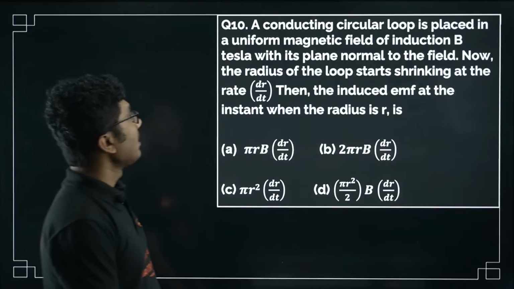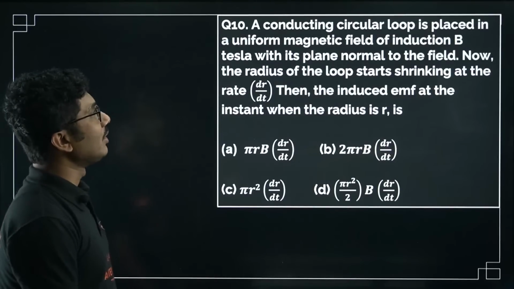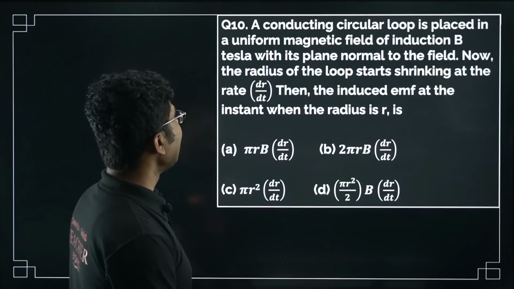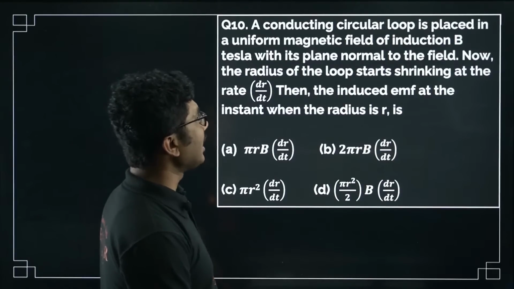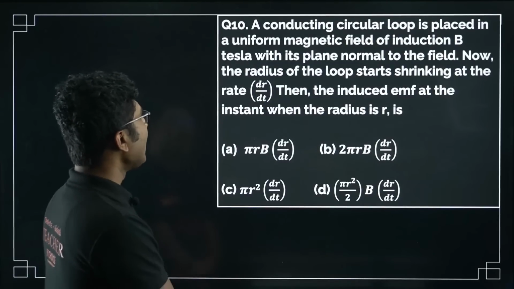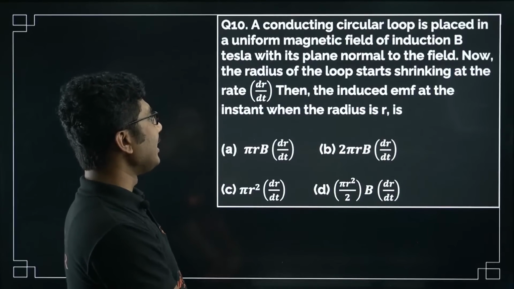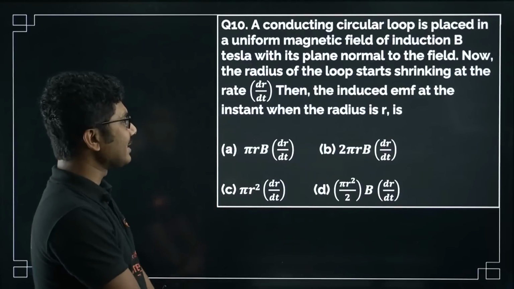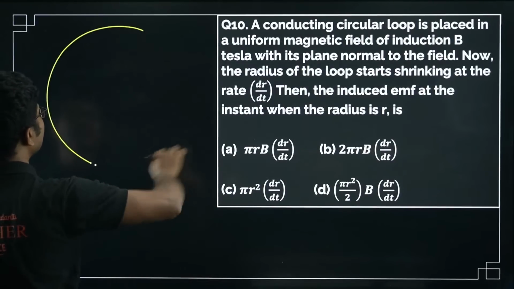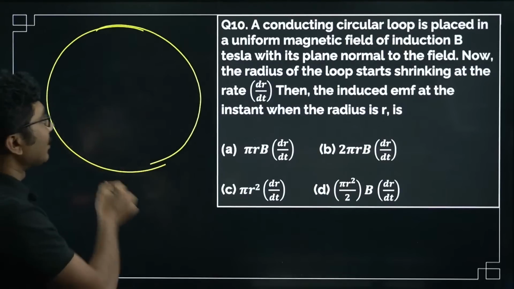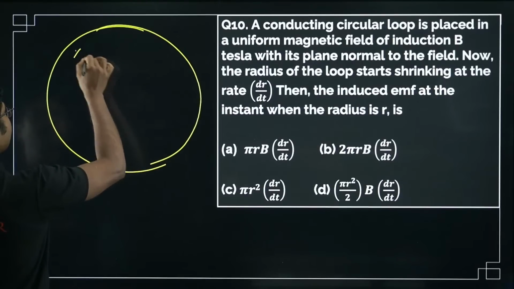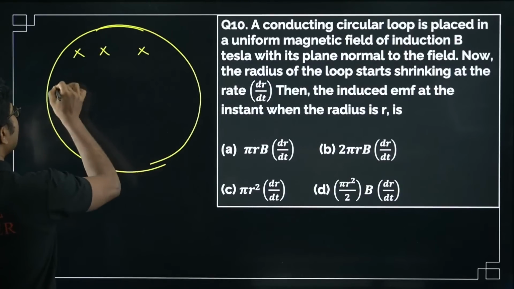Now next question, answer this question. A conducting circular loop is placed in a uniform magnetic field of induction B Tesla with its plane normal to the field. Now the radius of the loop starts shrinking at the rate of dr by dt. Then the induced EMF at the instant when the radius is small r is. Now answer this question. We have a circular loop, okay, plane normal to the field. Suppose the field is like this.